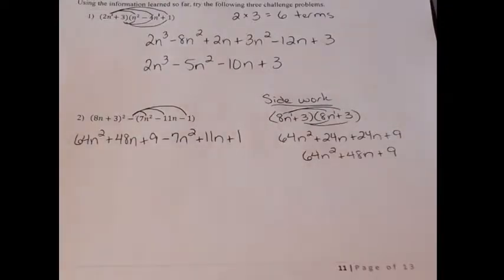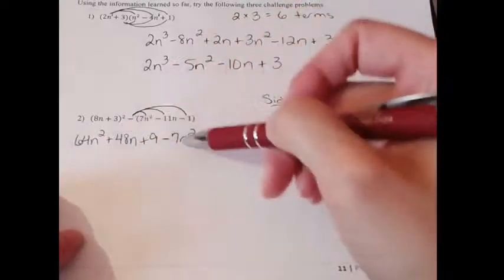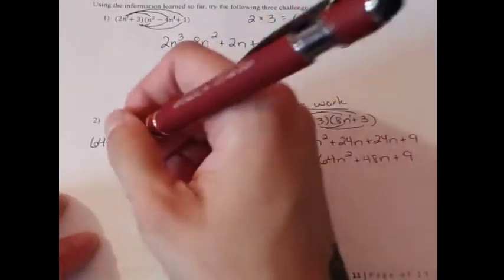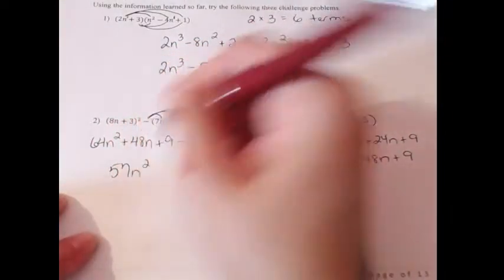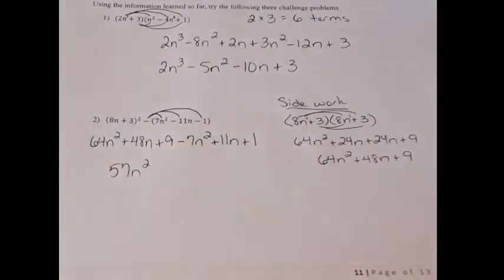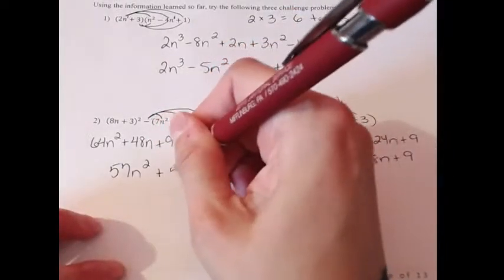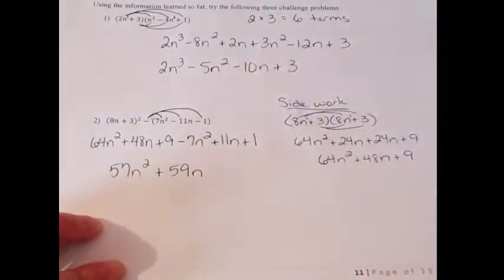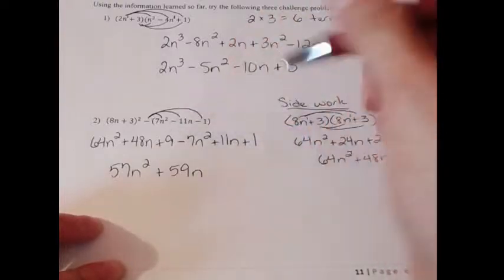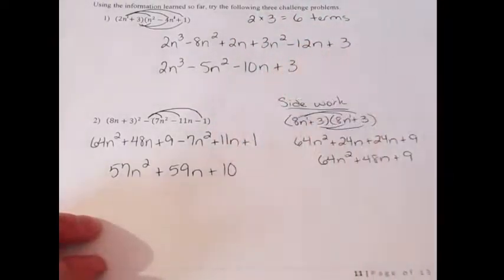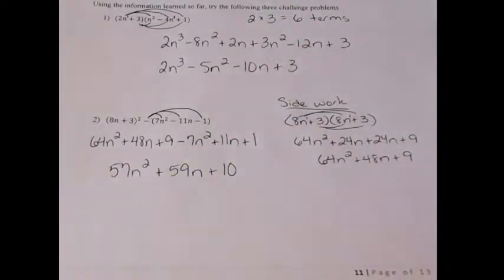So we have 64n squared minus 7n squared, which is going to give us 57n squared. Next, we have 48n plus 11n, which is going to give us a positive 59n. And then last, we have 9 plus 1, which is going to give us 10.